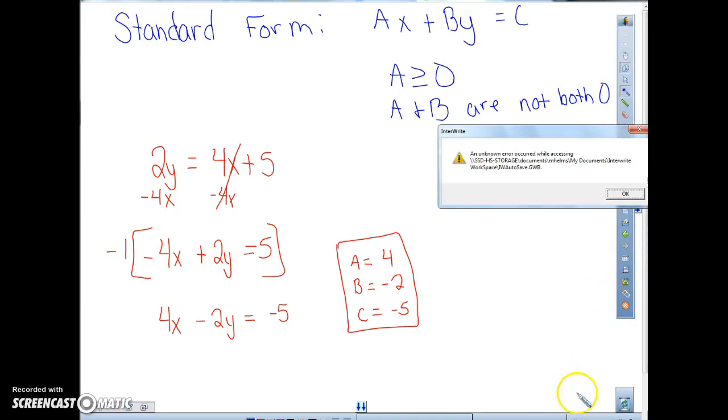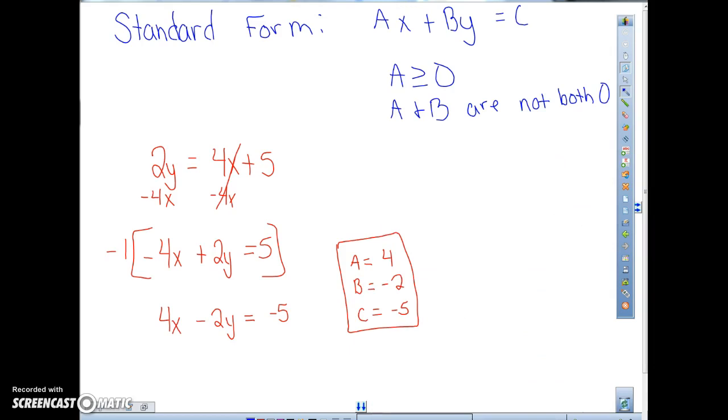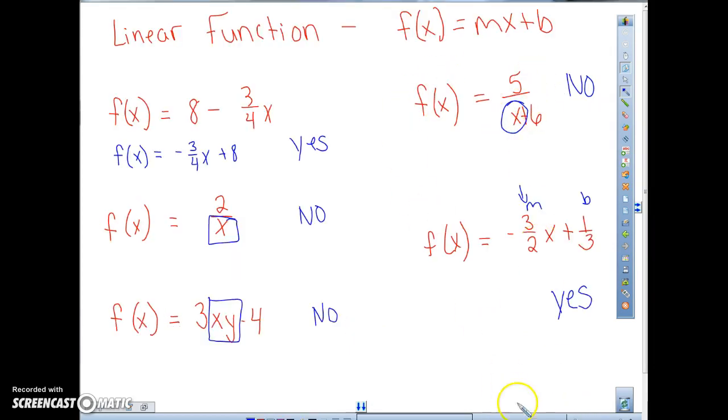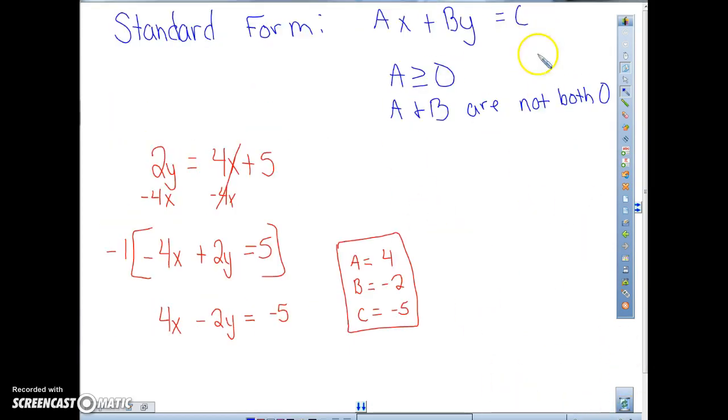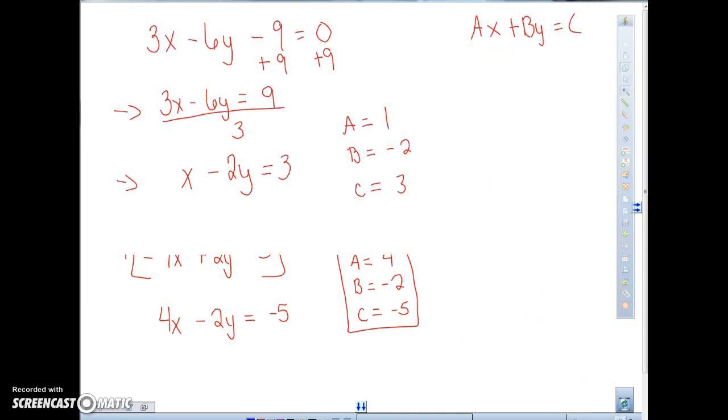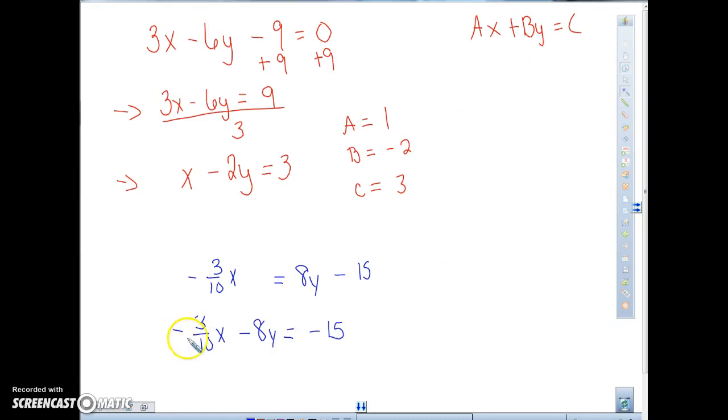So if you remember back to our rules, a and b are not both 0, and a has to be greater than 0. So right here we can't have this negative sign, and you can't have any fractions either.